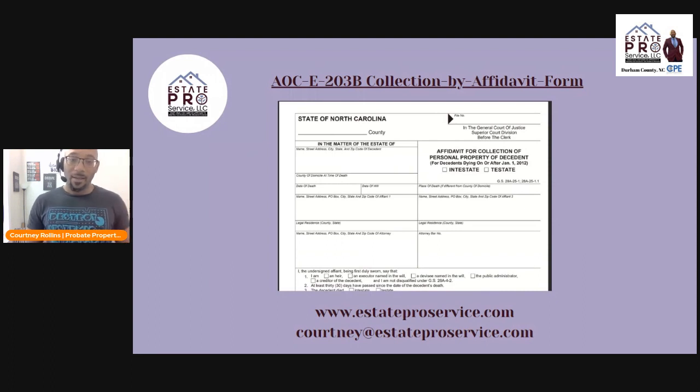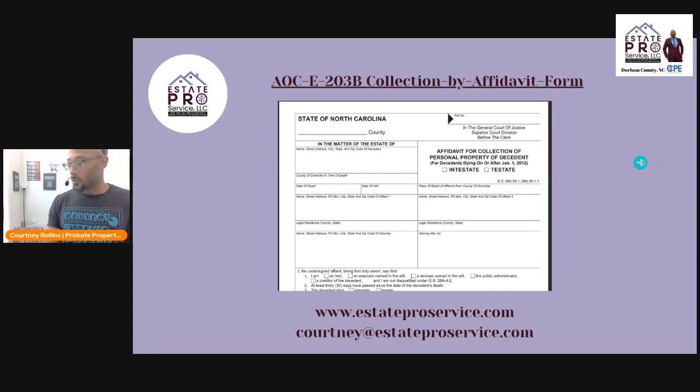Another thing is the collection by affidavit form. This is usually used when there's a small amount of funds, called a small estate. And as of, I believe, 2012, if the estate is $12,000 or less, then this is what you're usually going to use. It's a shorter process. It doesn't require much, because there aren't as many assets and things in this space. So you may find yourself needing to use the AOC-E-203B.